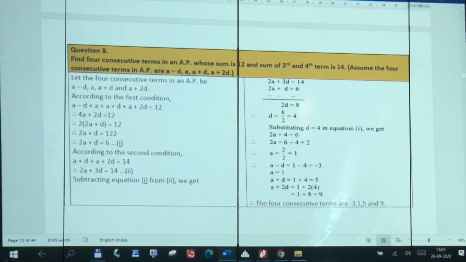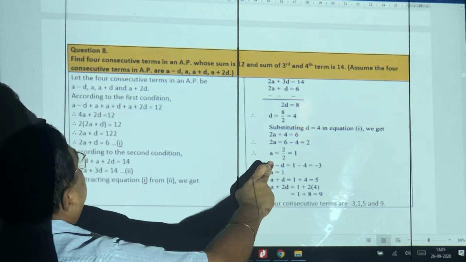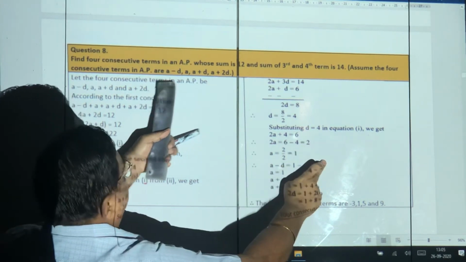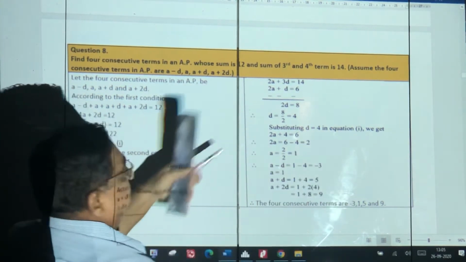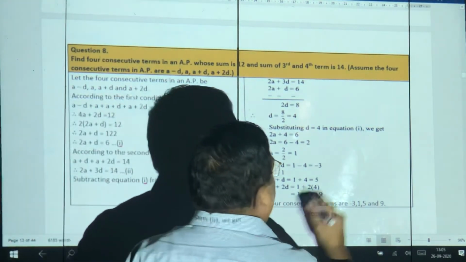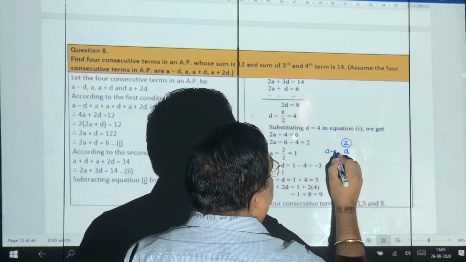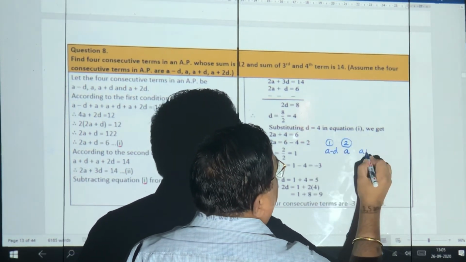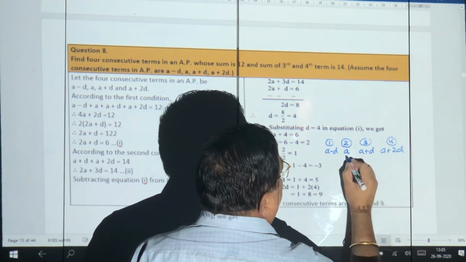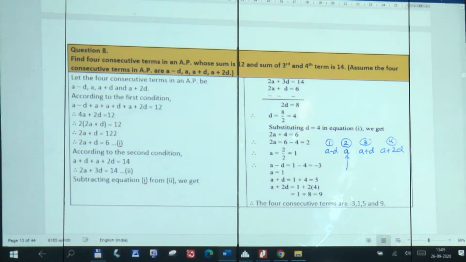Please remember, when I get the answer a, that is not the first term. I am supposed to subtract from it to go back to the first term, add to it to go to the third term, and again add to go to the fourth term. Use your brains. Okay? A is not the first term. A is the second term, a minus d is the first term, a plus d is the third term, and so on. Be careful. Do not write it as the first term simply like that.